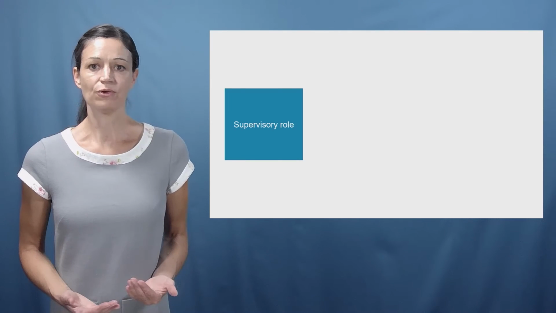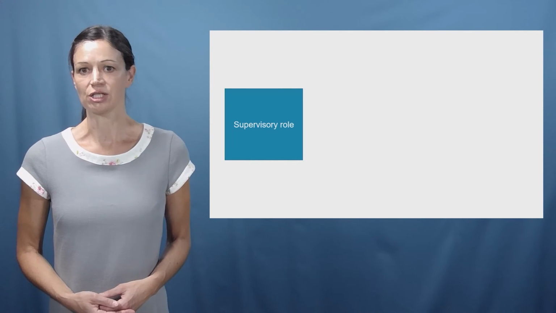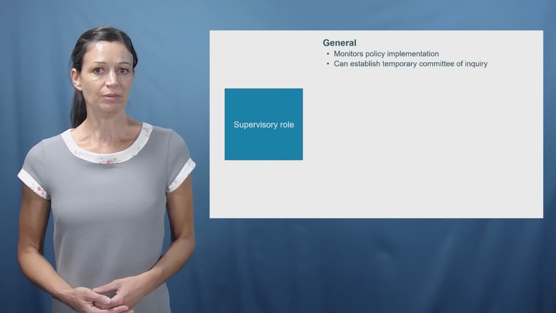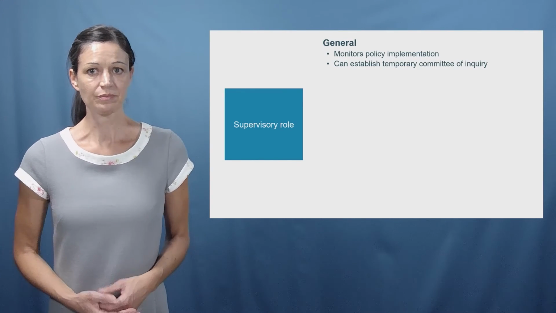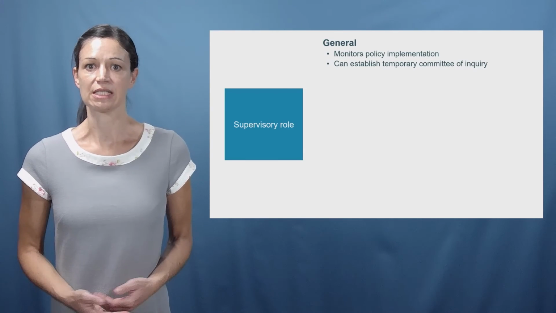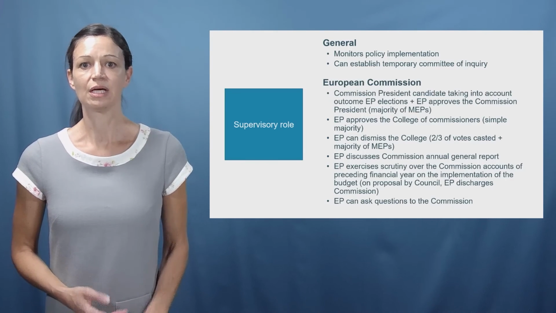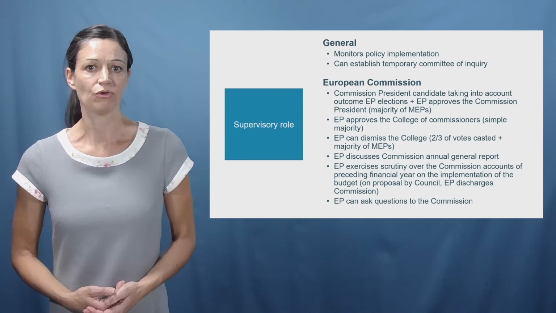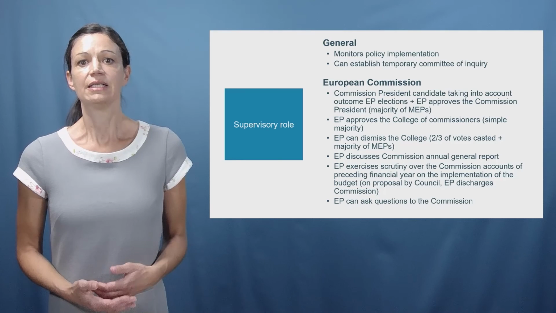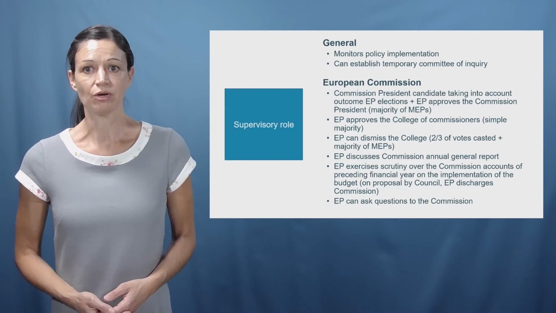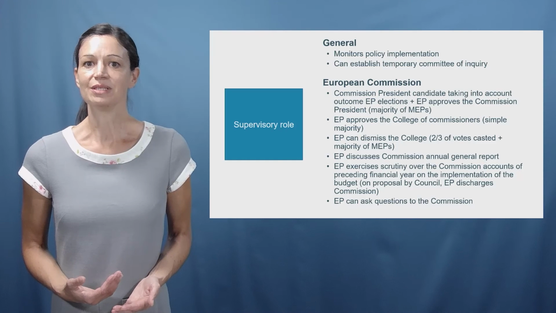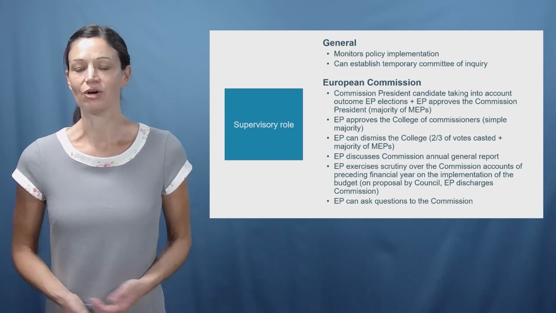This takes many forms and occurs at various occasions. In general, the Parliament monitors EU policy implementation and can establish temporary committees of inquiry for critical cases. The European Parliament has strong supervisory powers over the European Commission. For example, it scrutinizes the appointment of the Commission President as well as the Commissioners. And the Parliament can also dismiss the entire College of Commissioners.